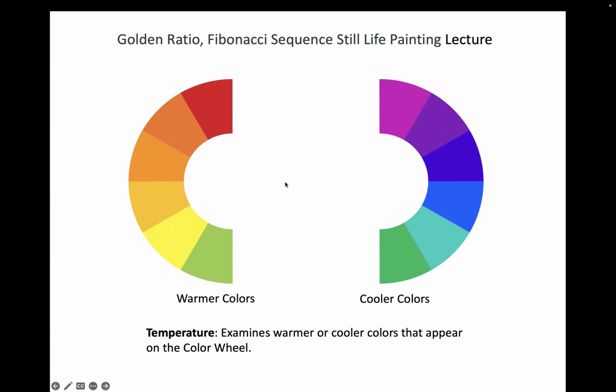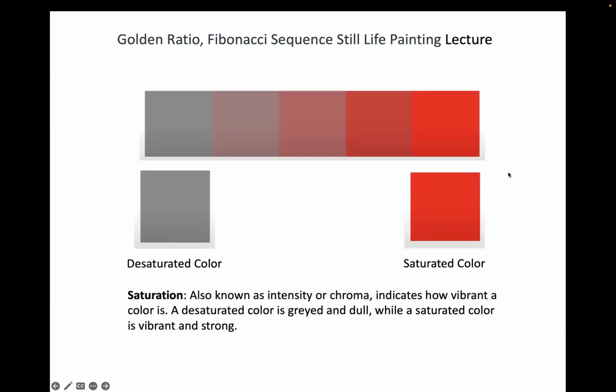So if we're trying to think about the intensity of one color or the other, how do we analyze this in the context of using warmer or cooler colors? But also, let's talk a little bit about saturation, also known as intensity or chroma, which indicates how vibrant a color is. A desaturated color is grayed or dull, while a saturated color is vibrant and strong. You can see in this example of this red, it's fully saturated at 100% of its purity of its color.